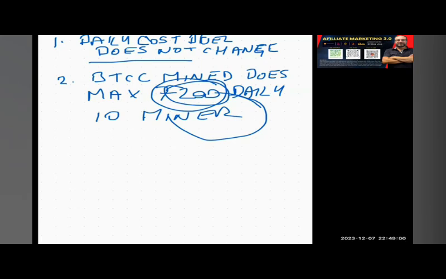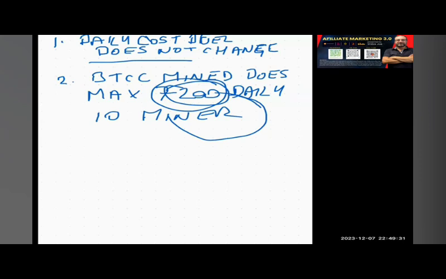So every time there is a new miner on the market, you are getting less BTCC per second, per minute, per hour, per day. And that's why it looks like you're using more bee fuel. You're not using more bee fuel. Your one miner is costing you exactly the same to run.